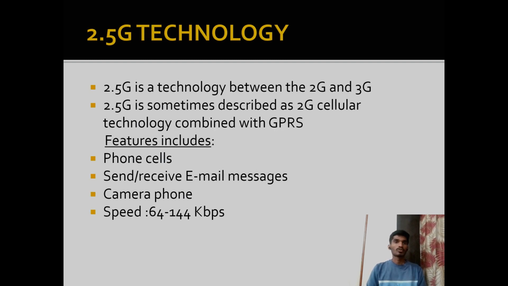So now comes 2.5G technology. It's between 2G and 3G. 2.5G is sometimes described as 2G cellular technology combined with GPRS. Features include phone calls, send or receive email messages, camera phone. The speed was from 64 kbps to 144 kbps.